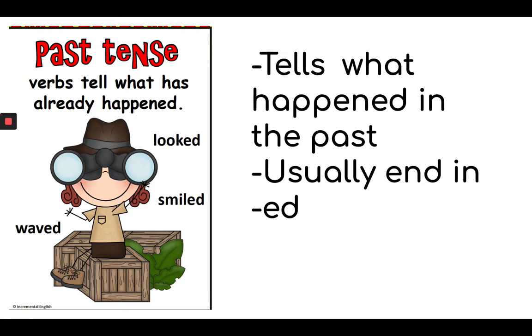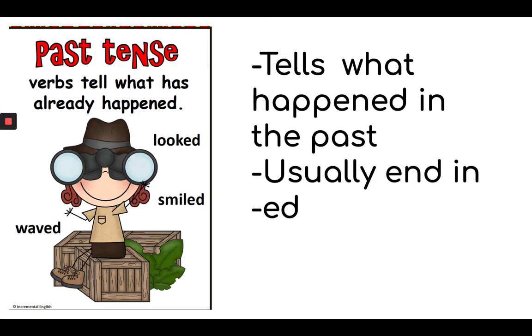The first verb tense is the past tense. That tells something that has already happened. Usually, verbs that are in the past tense end with ed. Some examples in this picture are looked, smiled, and waved. I can check and see if the verb is in the past tense by using the word yesterday. So I check and see if it could have happened yesterday. So, I smiled yesterday. Yeah, that makes sense. I waved yesterday. That also makes sense. So those are things that have happened in the past.